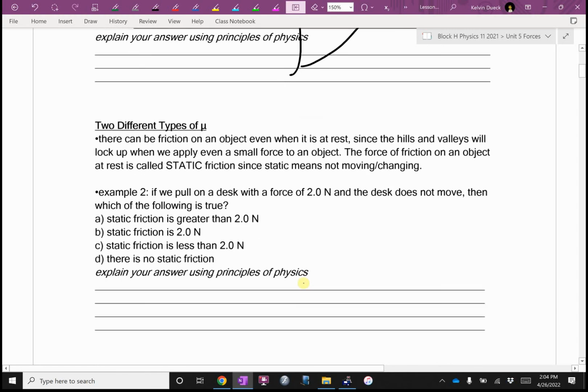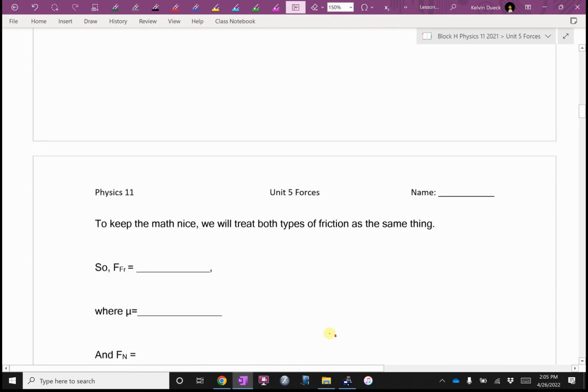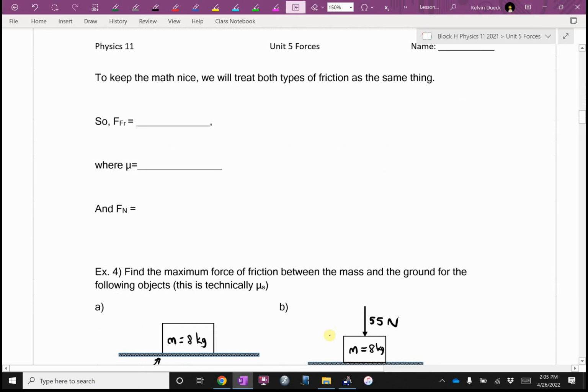If we weren't in a COVID year and I had more time, I would talk about the fact that technically there's two different mu's, two different coefficients of friction. One when the object is at rest, and one once it starts moving. And Eric, it's kind of nerdily cool, but I'm going to skip that. You can cross that out. And I'm going to skip that. You can cross that out. And in fact, you can go to the page that says, to keep the math nice.